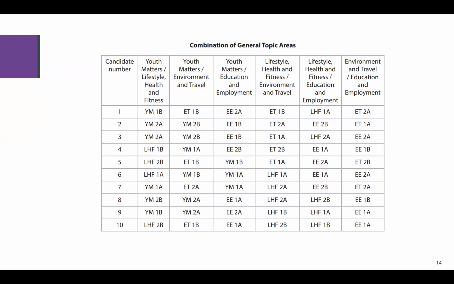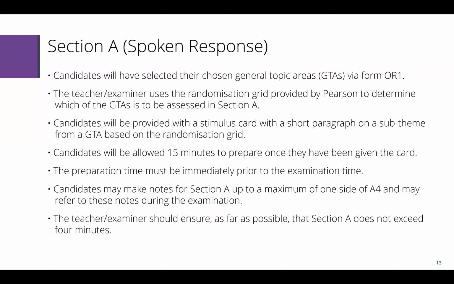So it starts with the candidate number. Your first candidate, okay, we're looking at line 1. And you can see that there are combinations of two topic areas. So if, for example, I look at youth matters and education and employment, this is what candidate 1 has chosen as the two topic areas that they're going to do. I can then see that candidate, it says EE2A. So I'll explain that in a minute.